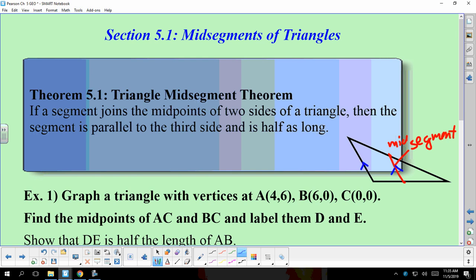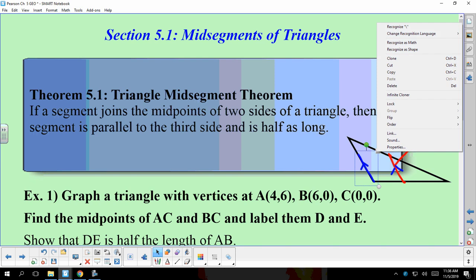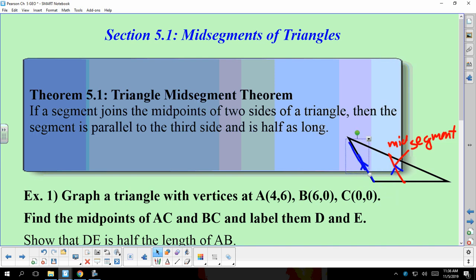So parallel to that side. And it's going to be exactly half as long. So there'll be two of these in there. They'll be exactly half. So if I grab it, it should be parallel, which it is. And if I clone that, there's two of them that fit in there. So it's parallel and exactly half as long.